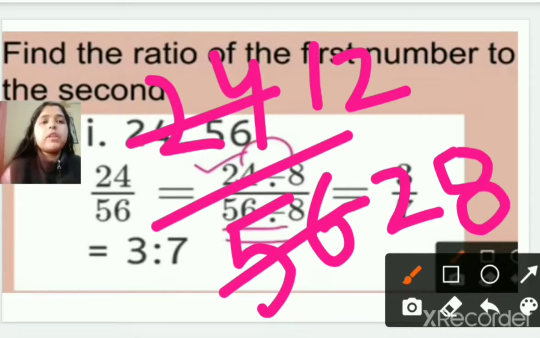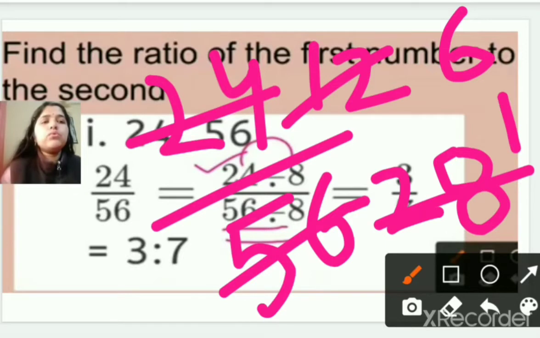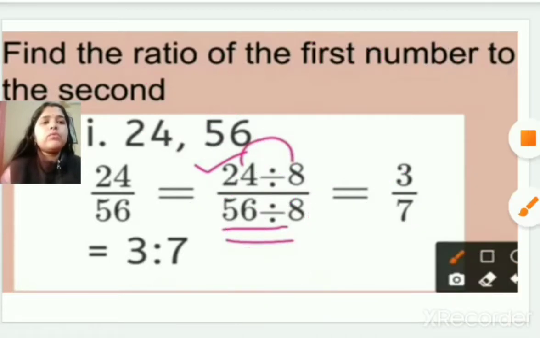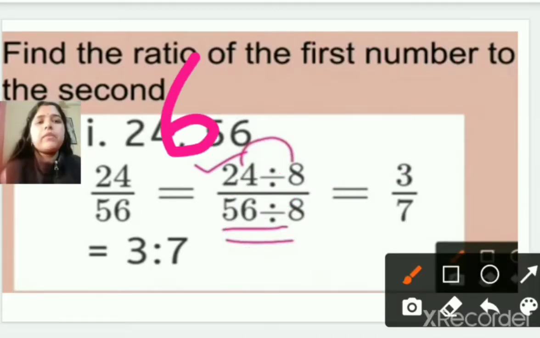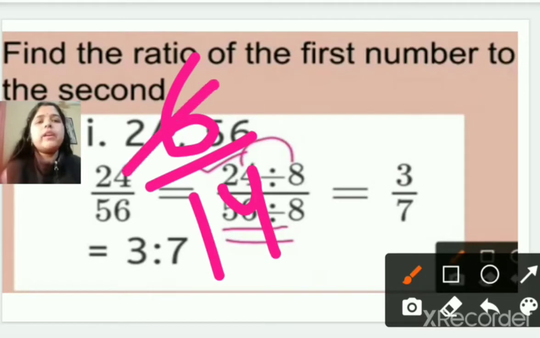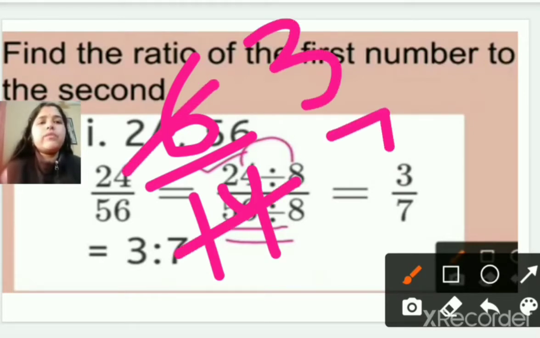Now again I am taking the table of 2. 2 6s are 12 and 2 1s are 2. 2 4s are 8. Now it is 6 by 14, right? Now again I will divide, that is 2 3s are 6 and 2 7s are 14. So the fraction we get by finding the ratio of the first number to the second is 3 by 7. So we have the ratio, that is 3 ratio 7.